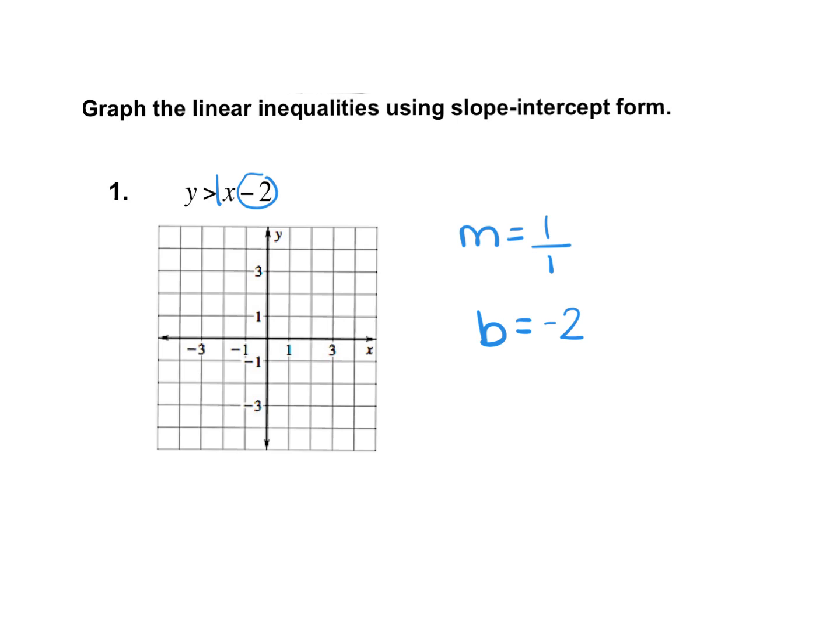All right, so let's plot our points. We're going to start on the y-intercept of -2, and then we have a slope of up 1 over 1. Now we need to determine if our line is going to be solid or dashed. Because we have a greater than and not a greater than or equal to, we are going to have a dashed line.